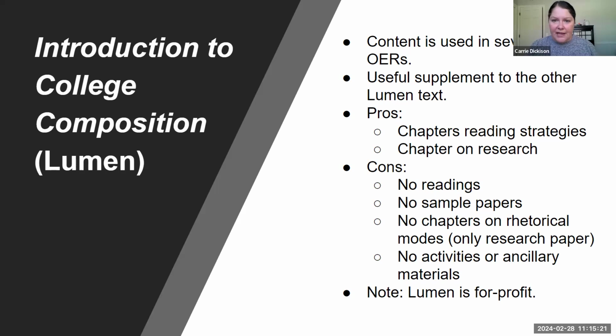As I suggested, the pros is that it has chapters on reading strategies, including summary, if that's an important part of your composition class. It also has chapters on research and the research process and finding sources and evaluating sources, if that's an important part of your Comp 1 class. It doesn't really have any of the other stuff that was in that first one.